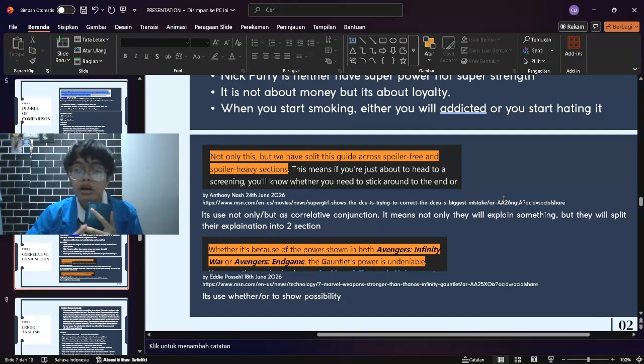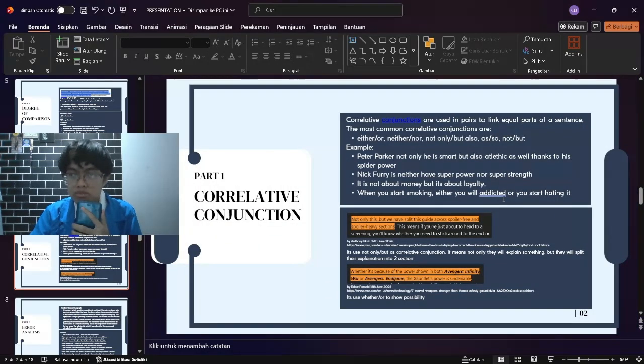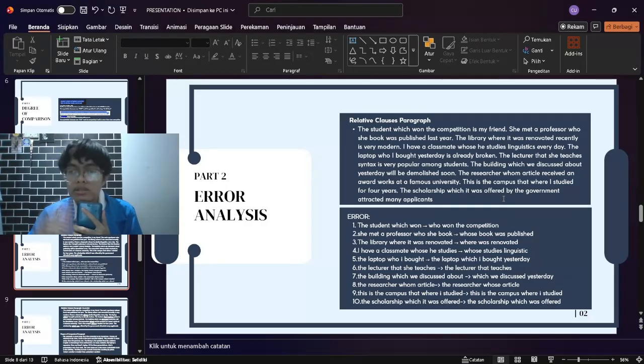And then there's "whether," because the power shown in both Avengers: Infinity War and Avengers: Endgame, the gauntlet's powers, is undeniable. So whether...or is to show possibility. So it's connecting the two parts of the sentence by showing another possibility. Oops. And then we move on to error analysis.